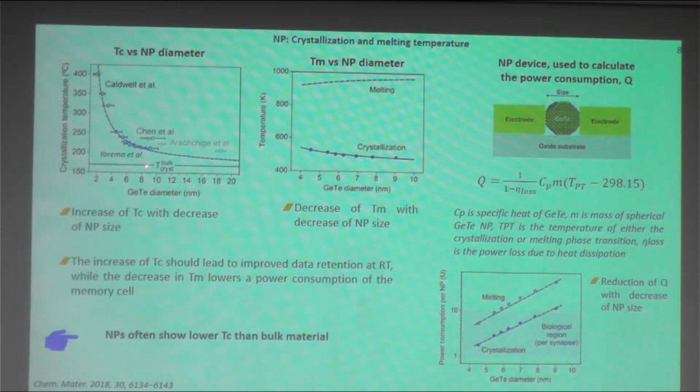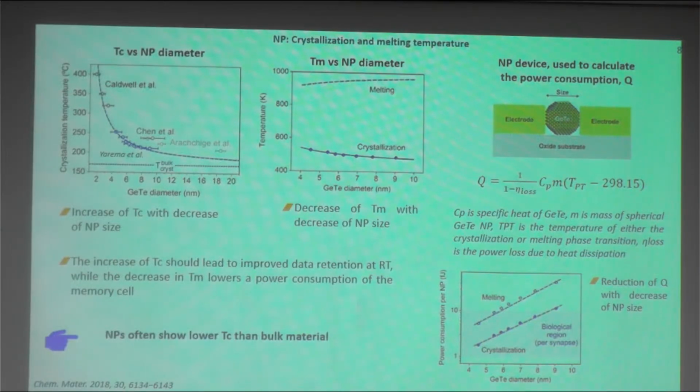So this is a huge change, because the bulk crystallization temperature of germanium telluride is in this range, 180, close to 160. Then the melting temperature decreases with decreasing size of nanoparticles, and crystallization temperature increases, as can also be seen here.